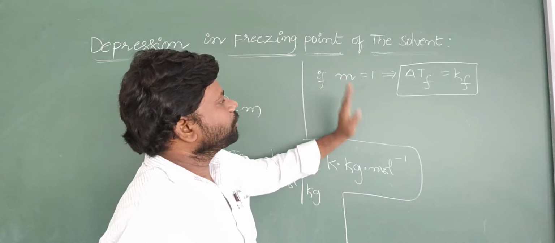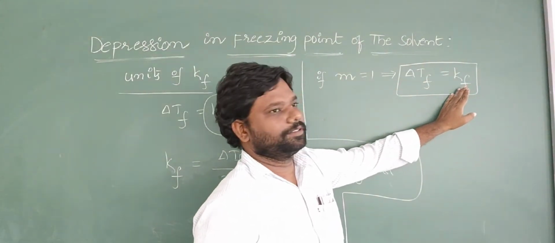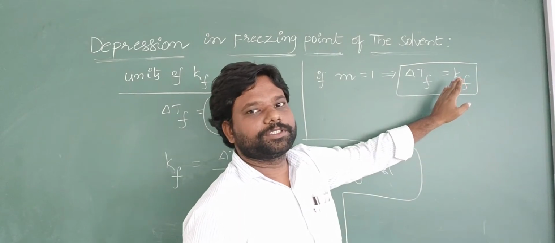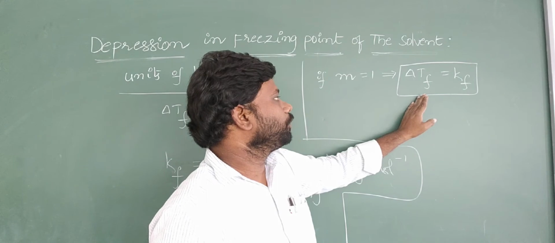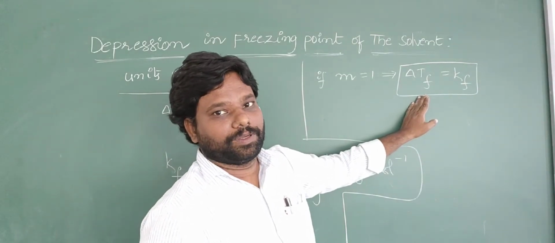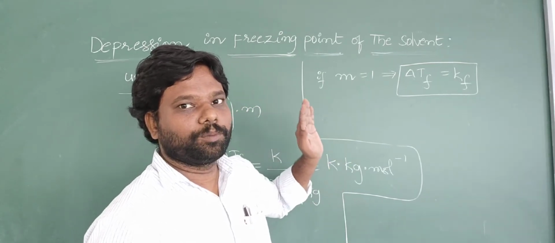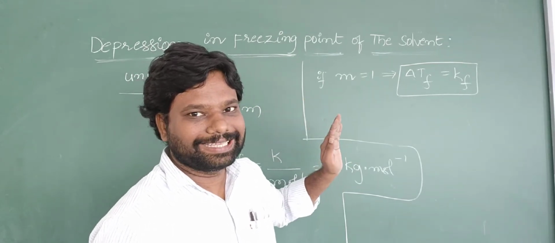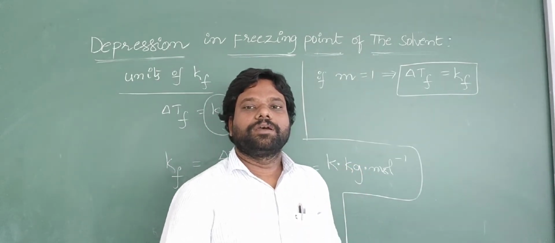Now, if m is equal to 1, delta Tf is equal to Kf. That means the depression in freezing point when 1 mole of non-volatile solute is dissolved in solvent, or the depression in freezing point of solvent of a 1 molal solution, is called the depression freezing constant or cryoscopic constant.